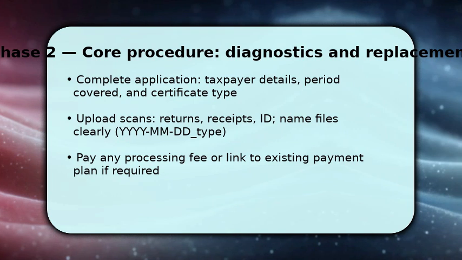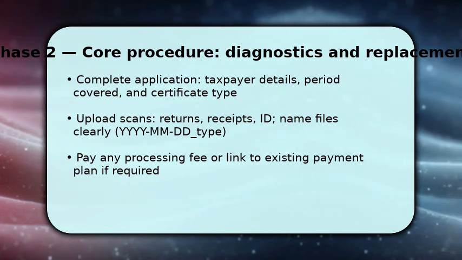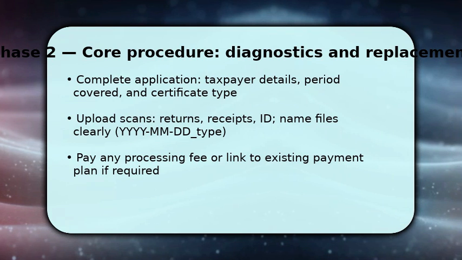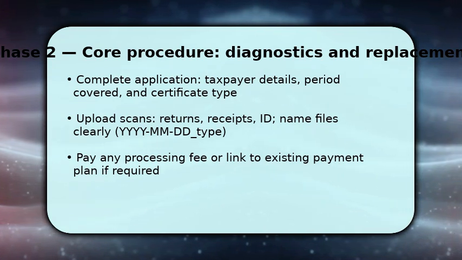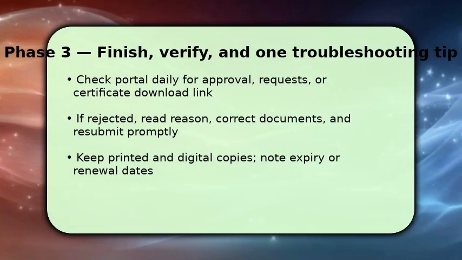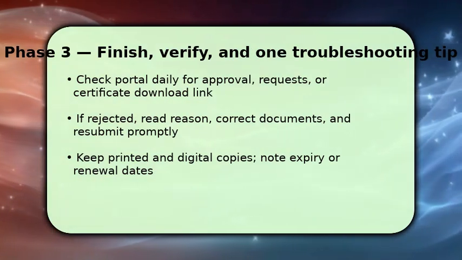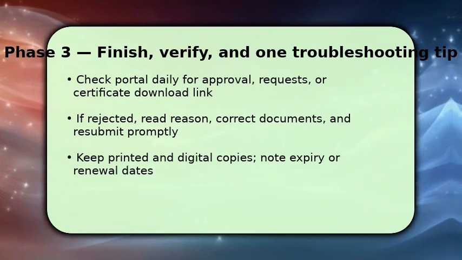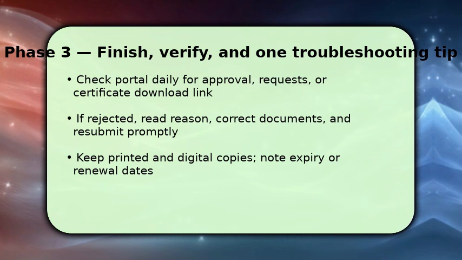After submission, note the reference number and expected processing window. You'll use that to track status and respond quickly to any follow-up requests. Finally, monitor the portal or your email for approval and the download link. Once approved, download the certified document and save both digital and printed copies. Note any expiry or renewal requirements.